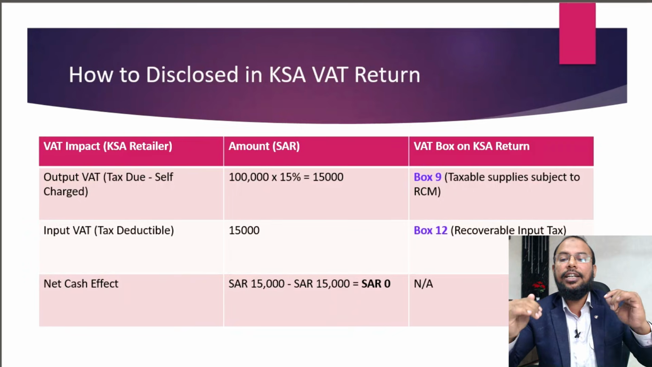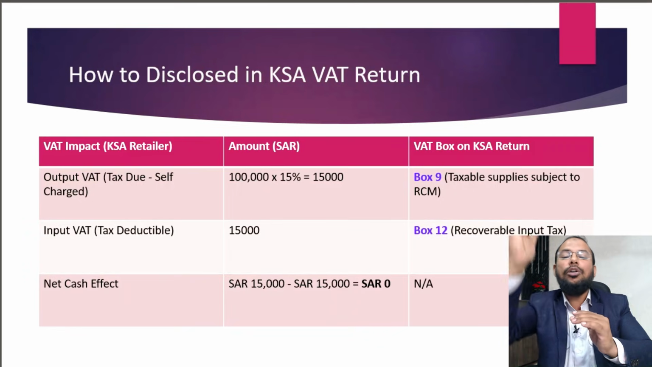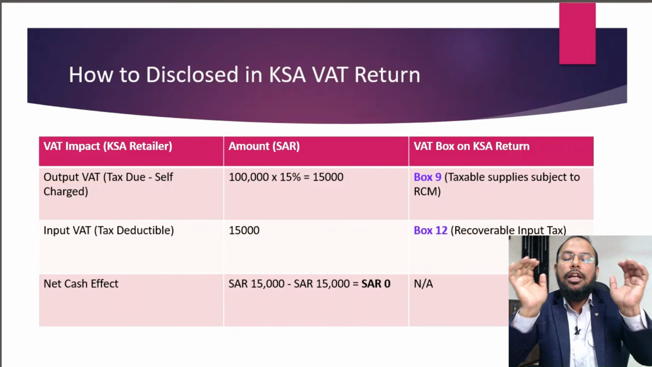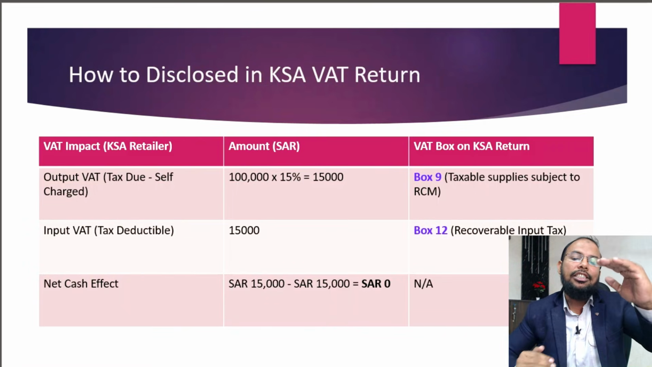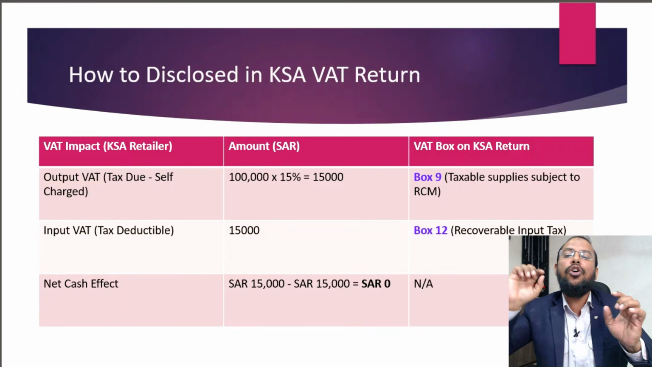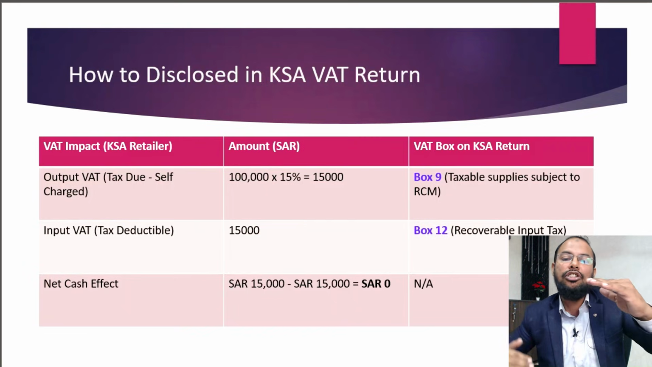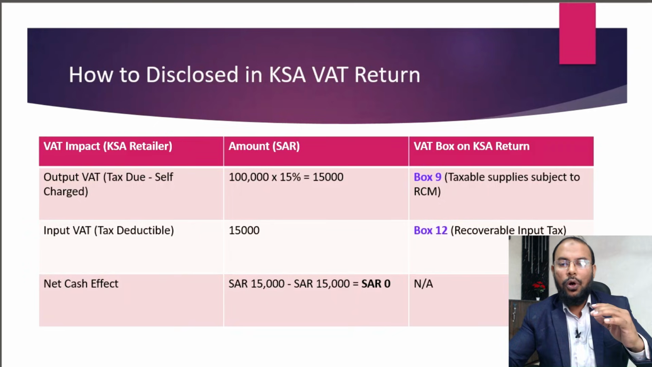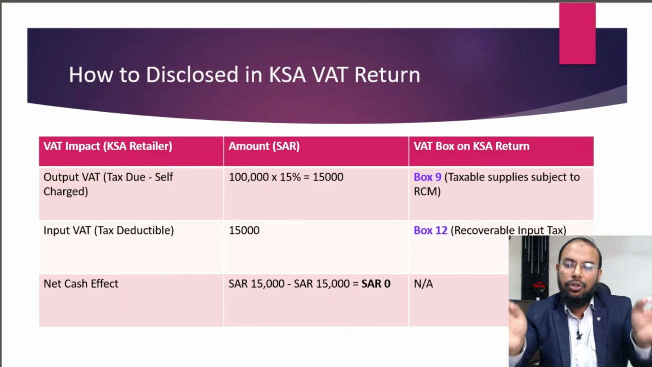The ITC is reflected the same way. Box 12 is automatically calculated. Box 8 and box 9, that is the total input VAT, whatever is adjusted from your output VAT liability. This is automatically calculated if you are mentioning it in box 9, as the input is already covered in box 12. I hope you got it. The net cash impact is also zero here.